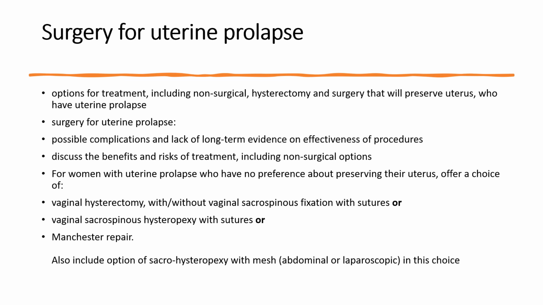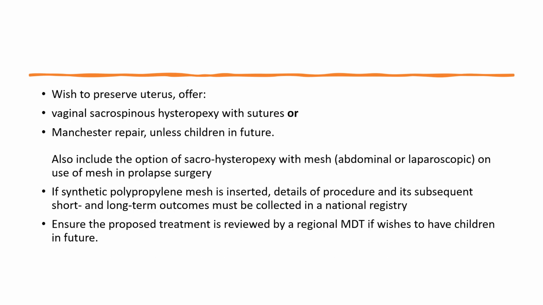For women with prolapse who have no preference about preserving their uterus, offer a choice of vaginal hysterectomy with or without vaginal sacrospinous fixation with sutures, or vaginal sacrospinous hysteropexy with sutures, or Manchester repair. Also include the option of sacrohysteropexy with mesh, abdominal or laparoscopic, in this choice. If women wish to preserve their uterus, offer vaginal sacrospinous hysteropexy with sutures or Manchester repair, unless they want to have children in the future.